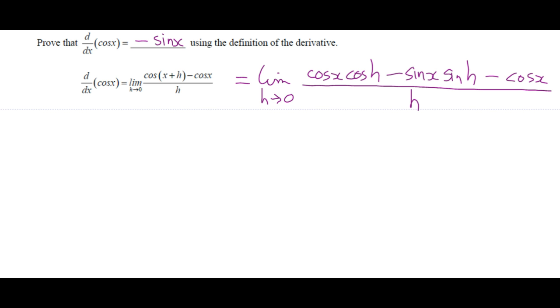Okay, so take that from there, split it out, right? Look up at the top right of the page. What am I aiming for? Can I get a sine h over h? Can I get a cos h minus 1? Where's their common factor? How am I going to manipulate this? Okay, and I'll give you a head start.